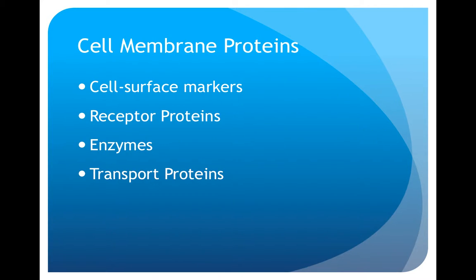Those cell membrane proteins are cell surface markers, and they say, hey, hey, hey, I'm an arm cell. I'm not an eye cell. So it marks what the cell is. Receptor proteins can receive information and send that information on through. Enzymes can speed up the process. You'll see that. Transport proteins actually allow things to go through them that couldn't go through the membrane.